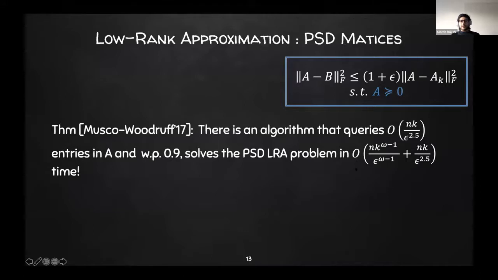A cartoon of how their algorithm works is that you're given a matrix, and you're promised that this matrix is PSD. They query very few entries in the matrix, they don't read most of it, and show that this is sufficient to compute a low-rank approximation to the input itself.